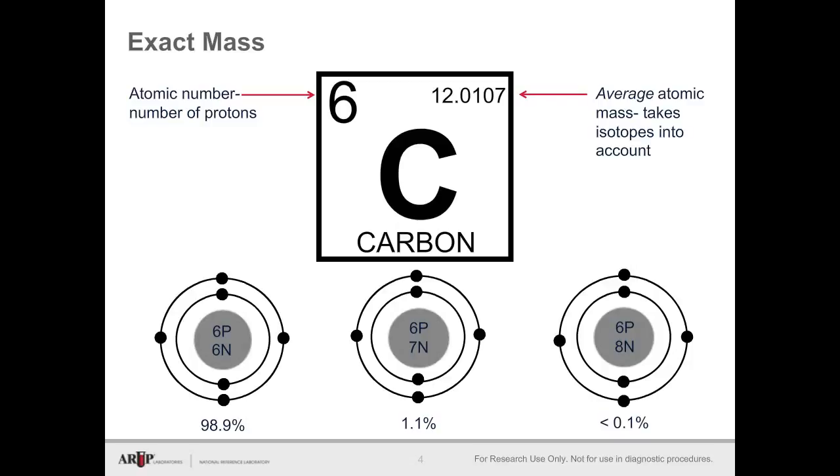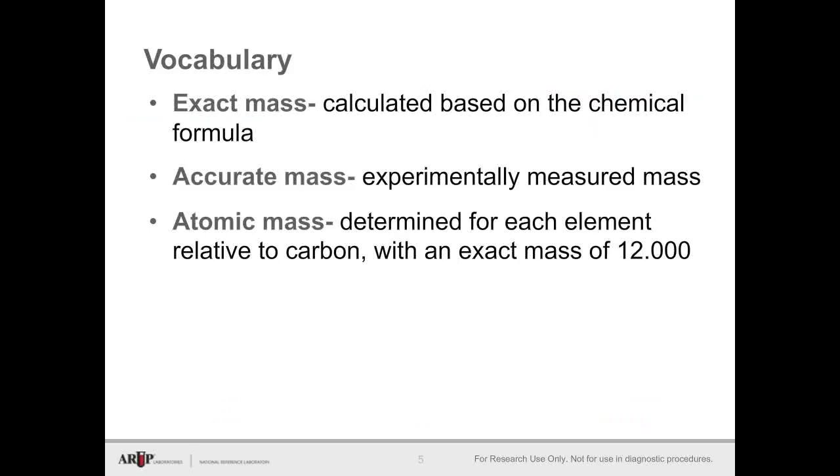In high-resolution mass spectrometry, we use exact mass, not the average mass, when calculating the weight of an analyte because the instrument is capable of detecting all of the isotopes individually. The big number in the upper left-hand corner is the atomic number, which corresponds with the number of protons in the atom. Exact mass, like we just talked about in the previous slide, is calculated based on chemical formula. Accurate mass is what the instrument measures. And then the atomic mass is determined for each element relative to carbon with the exact mass of 12.